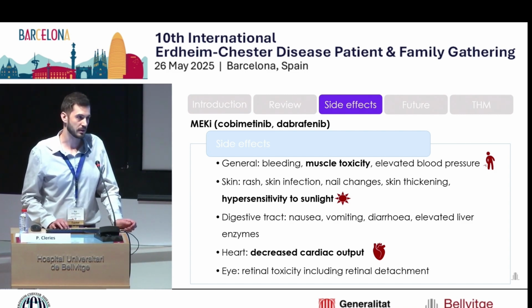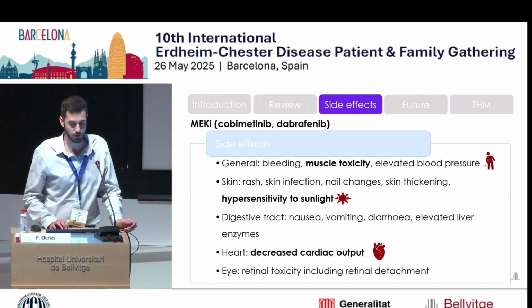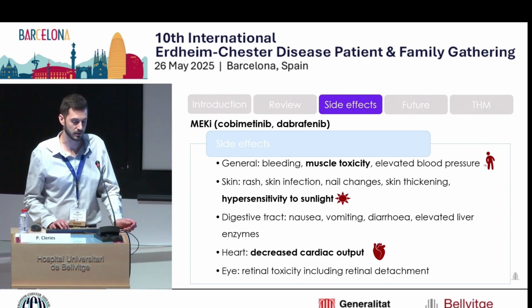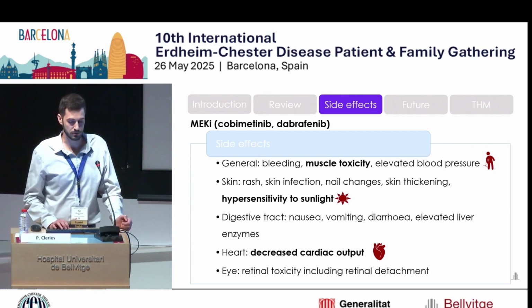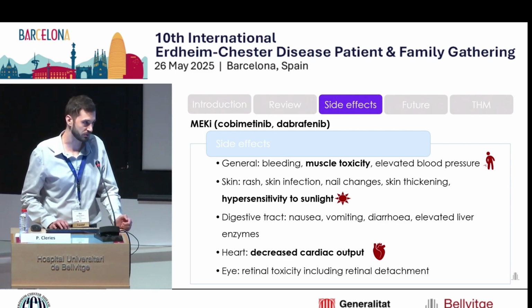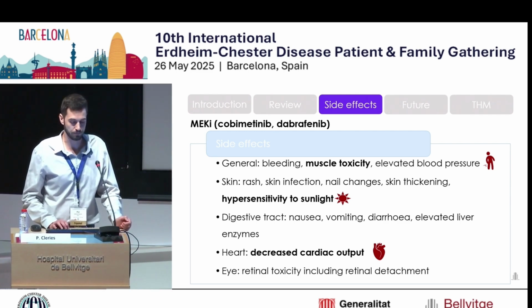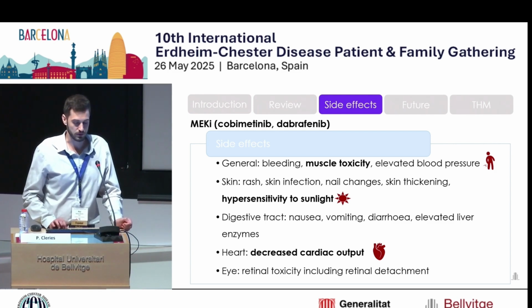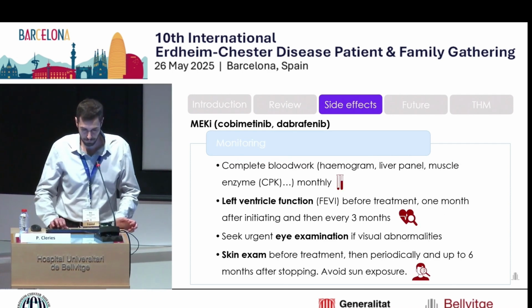Some side effects for these two medications. There could be a bit of muscle toxicity, so watch out for any muscle pains or muscle crampings, or if your urine starts getting a dark color suddenly. Protect yourself from the sun, this is really important. The digestive tract can also be a bit irritable. As for the heart, it could happen that you have a decreased cardiac output, but this, again, with the appropriate monitoring, it shouldn't be too troublesome. And also some eye toxicity that could lead to visual disturbances.